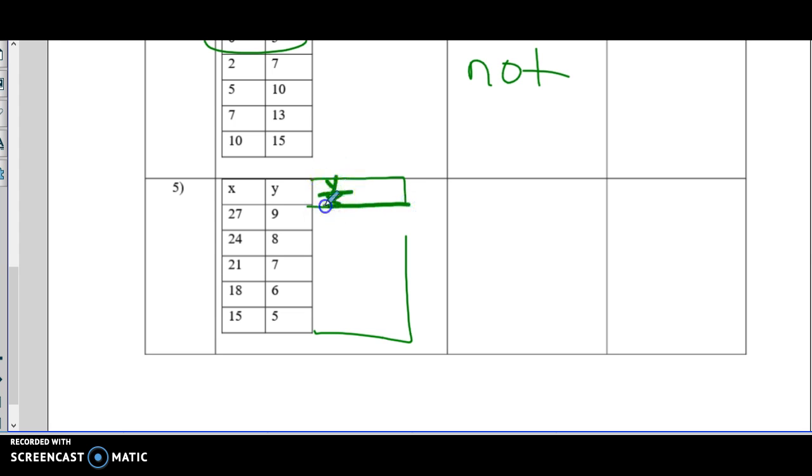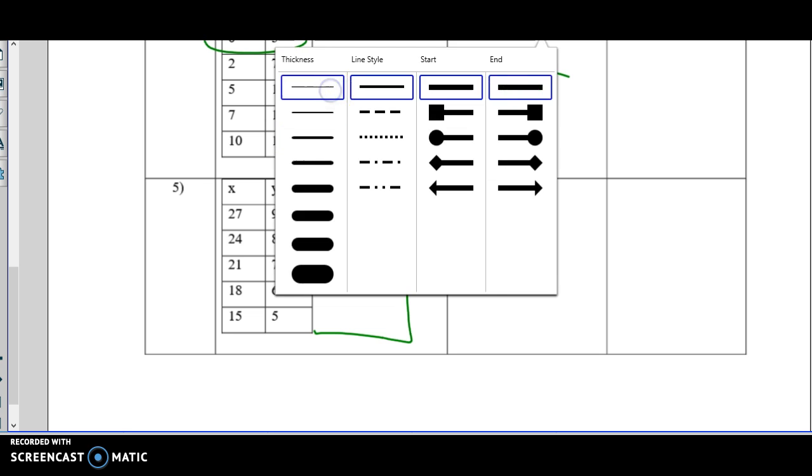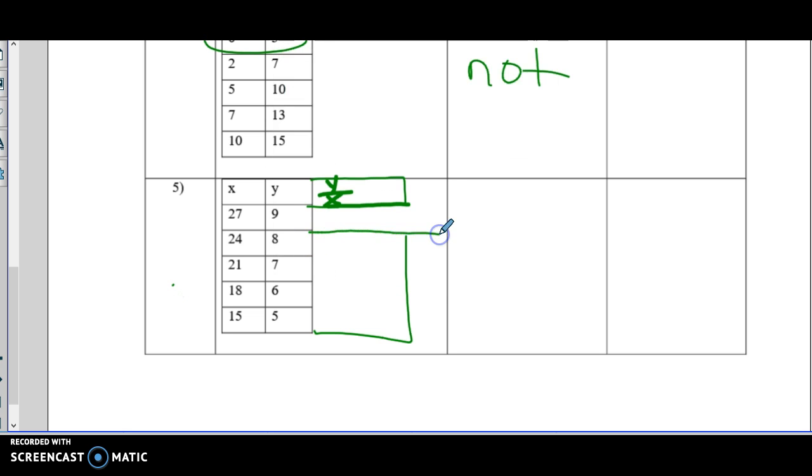And I made it so big so that this time I could have some room to simplify. So this time when I do 9 over 27, that's not going to be a whole number. That's going to be a fraction because the numerator is smaller than the denominator. Both numbers are divisible by 9, and so I get 1/3. The next one, I have 8 over 24. Both numbers can be divided by 8, so I simplify and get 1/3.